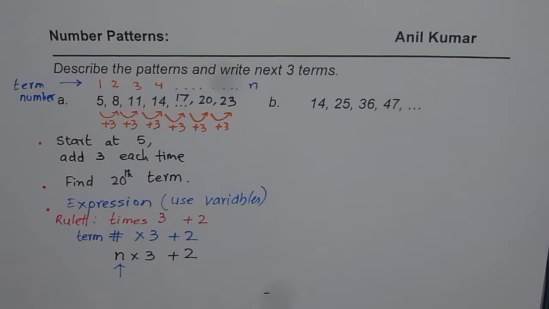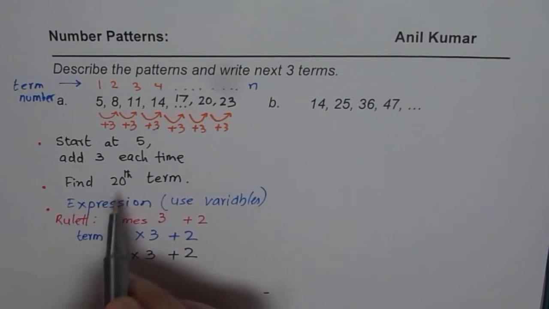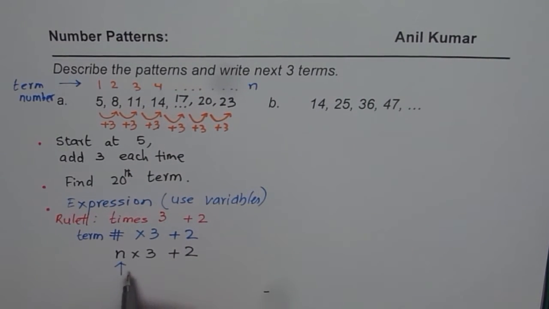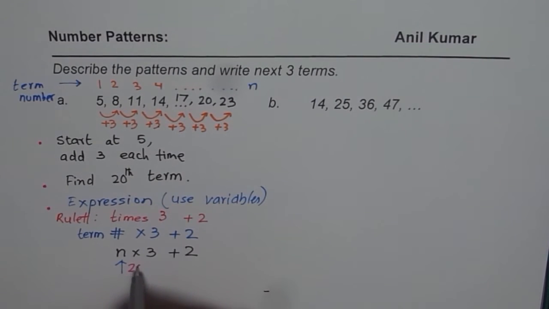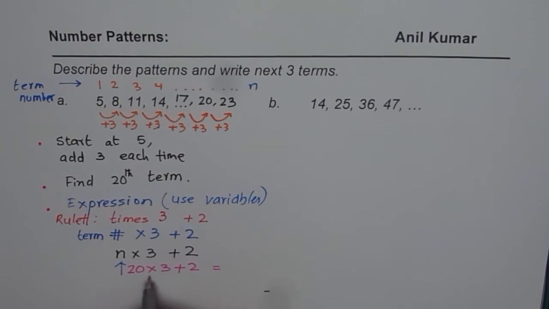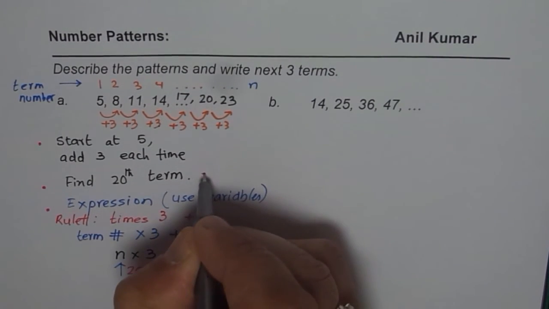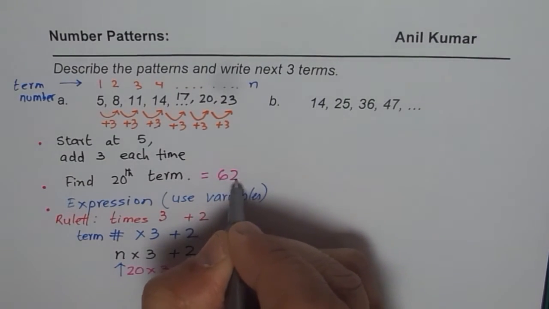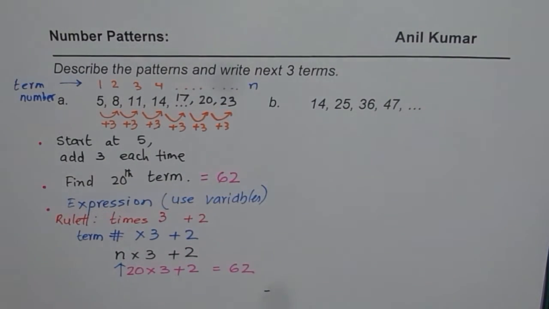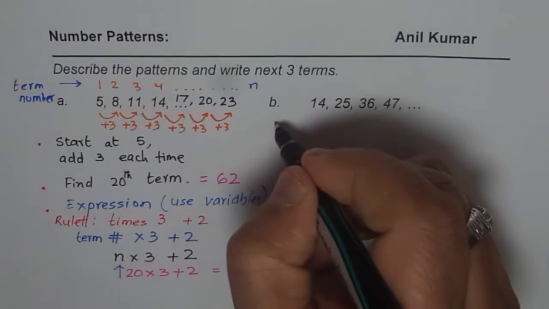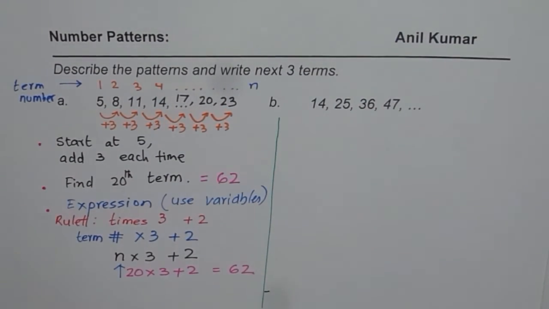Okay, let's try to do it. So n becomes 20 for 20th term, right? So we say 20 times 3 plus 2. 20 times 3 is 60, 60 plus 2 is 62. So we get our answer as equals to 62. Do you get the idea? So what we learned in this video is how to develop an expression to find the numbers in our pattern, right? So that is what we learned.